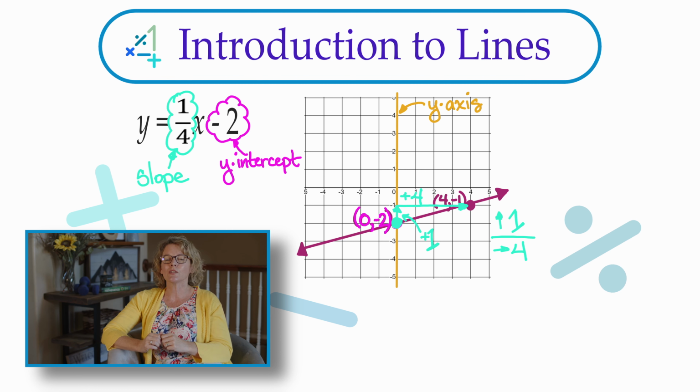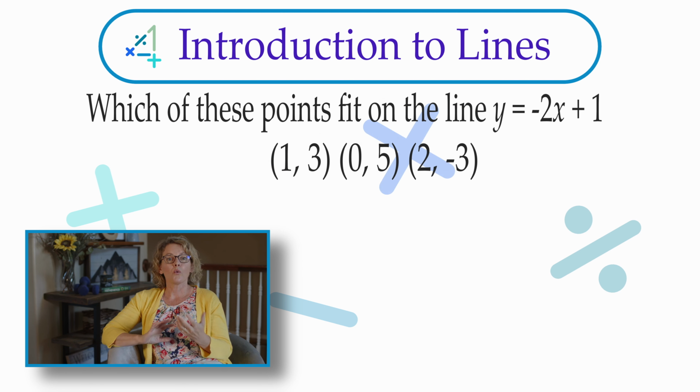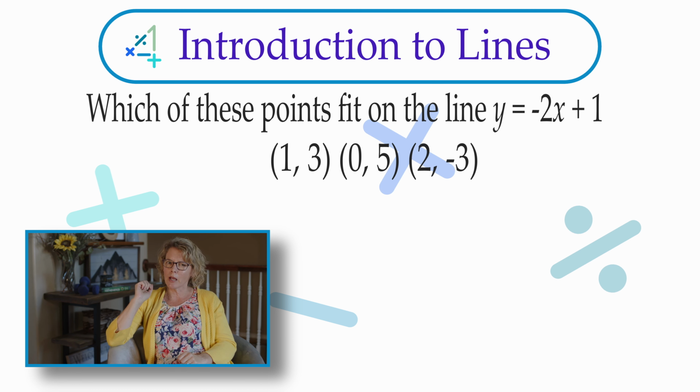Sometimes we may have to use this information to work backwards like this. Which of these points fit on the line? y equals -2x plus 1. 1, 3, 0, 5, or 2, -3. We could make a table and graph it and see which of these points are on the line. But a lot of times we don't have great graph paper, so that could get a little rough.